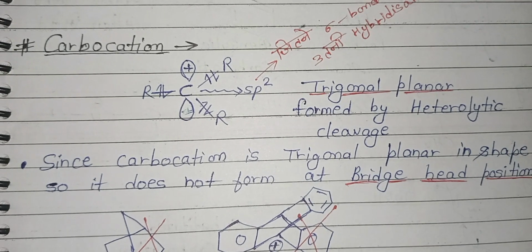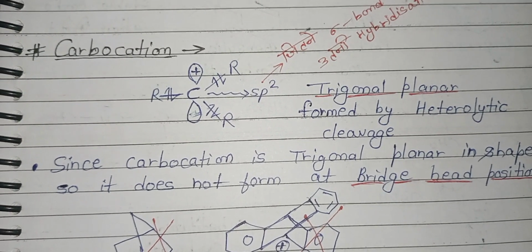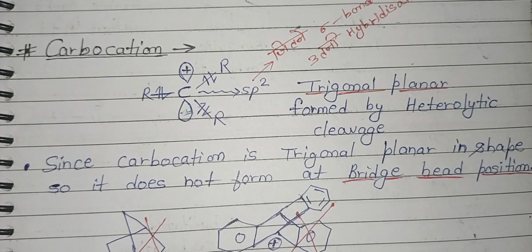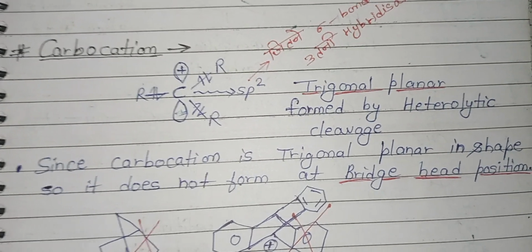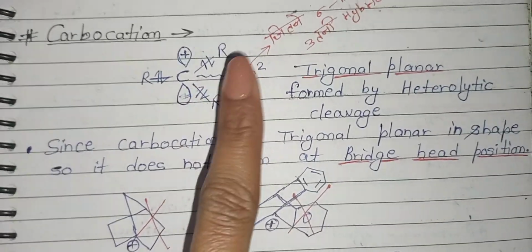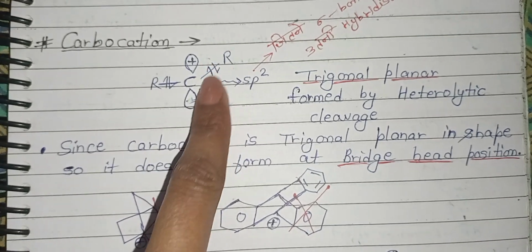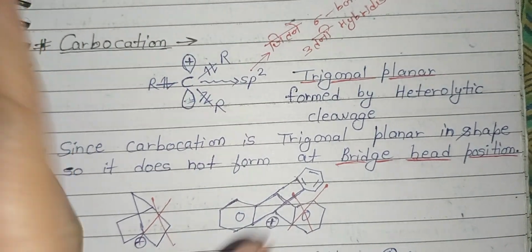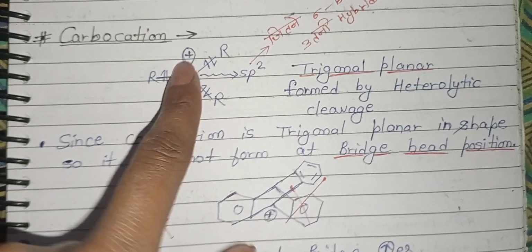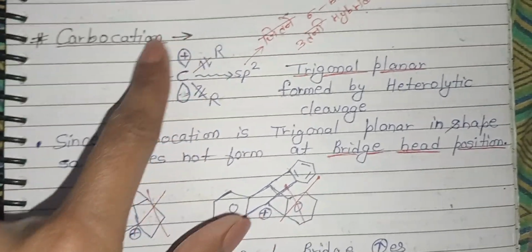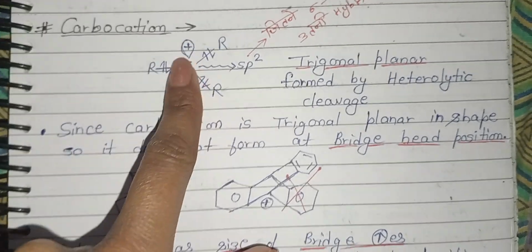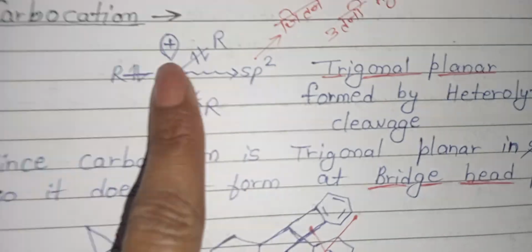Hi everyone. So today we will study intermediates, and our first intermediate is the carbocation, which is a carbon intermediate. So let's go to the study. Here, carbon is tetravalent, but only three bonds are formed. There is one positive charge, so this is called a carbocation, because three valencies are complete and one is missing, and we have a positive charge.